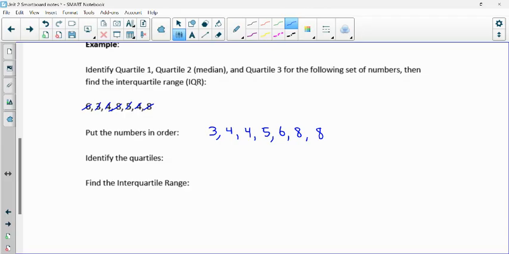So now we've got to find that median first. As we go through, 3 and 8, 4 and 8, 4 and 6. So 5 is my Q2. Double check. Do you have equal numbers on either side? I have 3 to the left. We have 3 to the right.